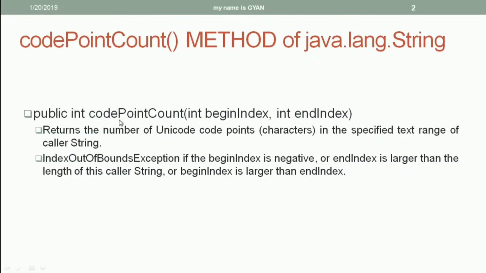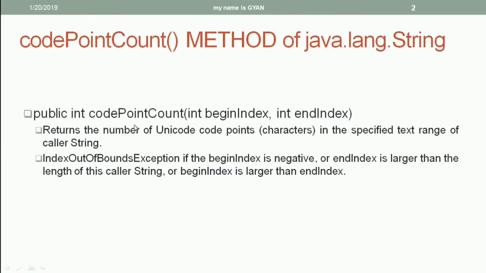The method codePointCount of the String class is a public method which returns an integer. It accepts two integer arguments, the begin index and the end index. The method codePointCount returns the number of Unicode code points, that is the number of characters, in the specified text range of the caller string. Means in between the begin index and end index of the caller string, how many characters, how many Unicode code points are present, that will be returned by the codePointCount method as an integer.